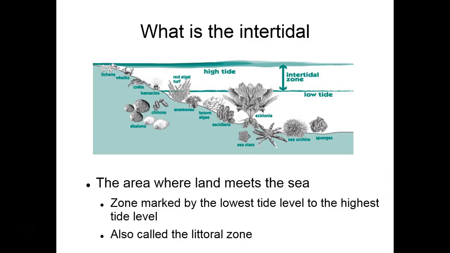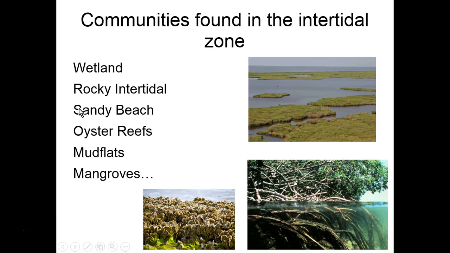Okay, so let's start out with the intertidal zone. This is the area where the land meets the sea. So in this image here, the intertidal zone is going to be just this area right here between the high tide and the low tide. Okay, so these little organisms that are living here, if it's high tide, they're underwater. If it's low tide, they're out of water. All right, so they're seeing the most extreme changes over the course of the day compared to any place else in the sea. All right, and again, it's also called the littoral zone.